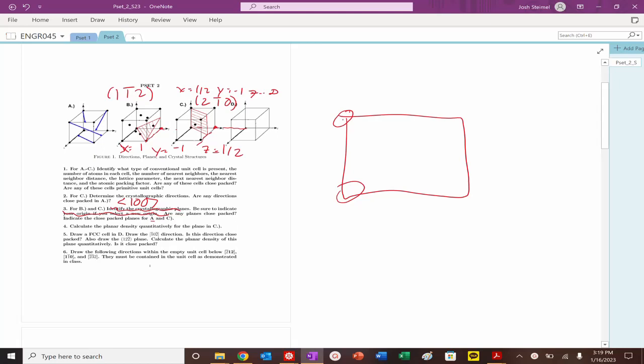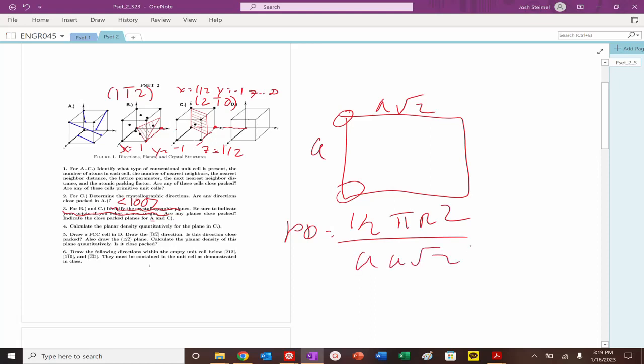So we know that this is A, and this is going to be A square root of 2. So my planar density, I need my number of atoms, which is, each of these is a quarter contribution, because there's going to be 4 planes sharing it. So I'm going to have a half an atom times pi r squared divided by A times A square root of 2, where A in this problem is going to be equal to 4r over square root of 3. So that's kind of the key thing that we needed to do here.